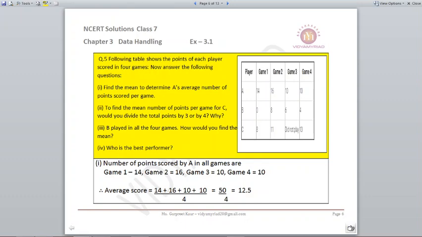So 14 plus 16 plus 10 plus 10, that gives 50, divided by 4. So the mean or average is 12.5.